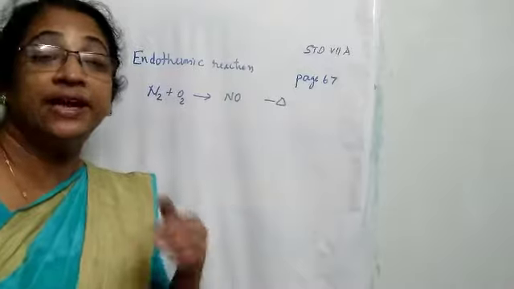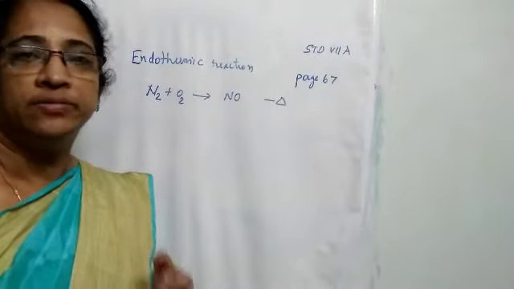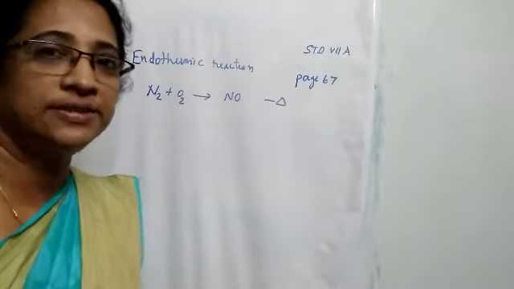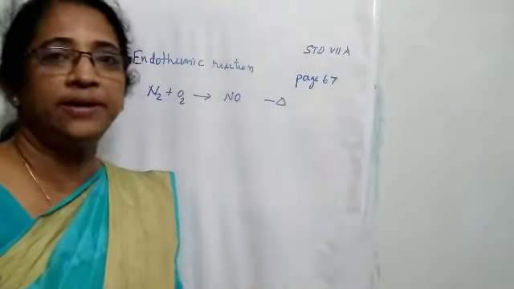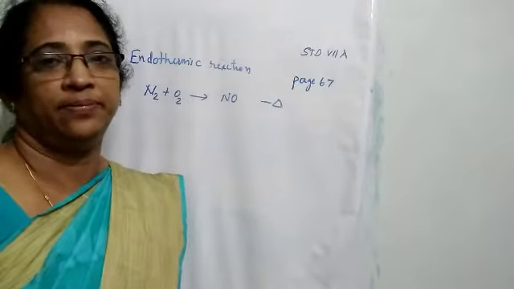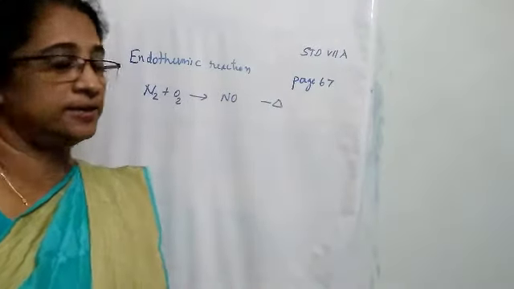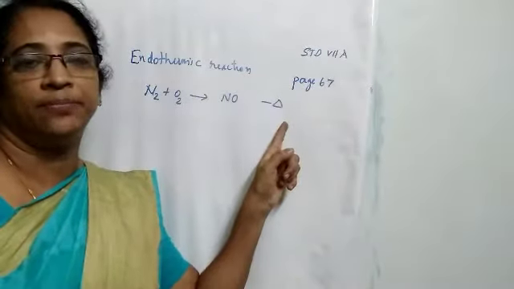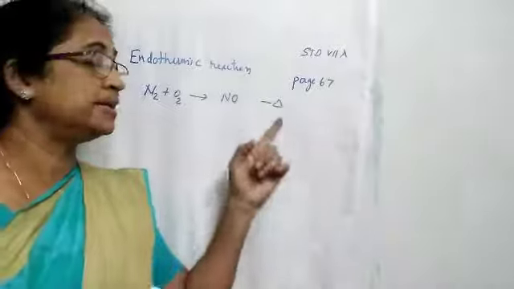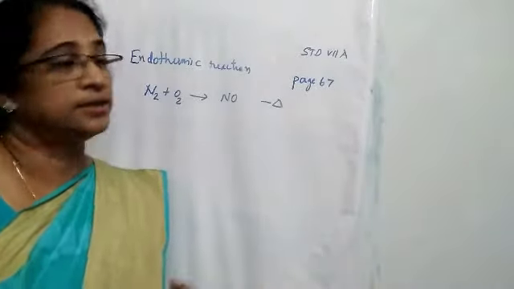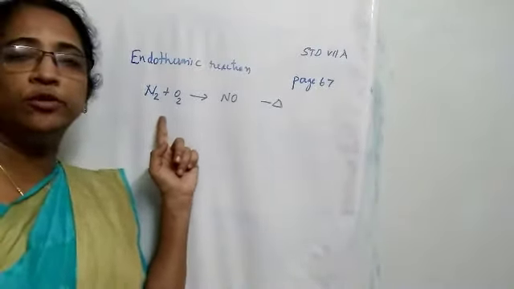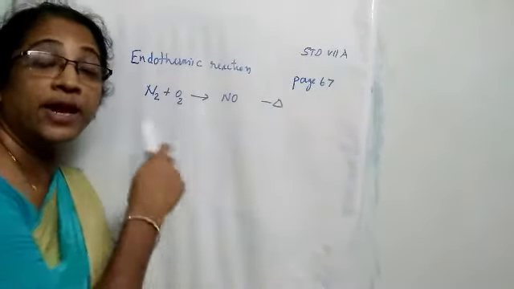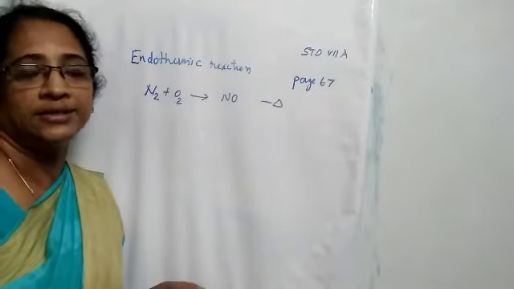The next term is endothermic. An endothermic reaction is defined as a chemical reaction which proceeds with the absorption of heat energy. And this endothermic reaction is denoted by minus delta. Minus means absorption; minus delta means absorption of energy. For example, N2 plus O2 gives NO. And this is an example of a naturally occurring reaction.